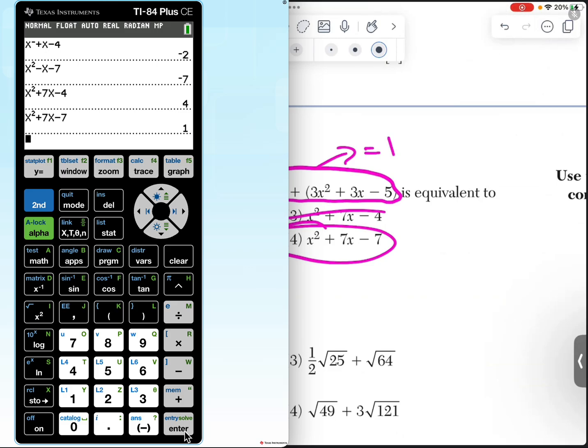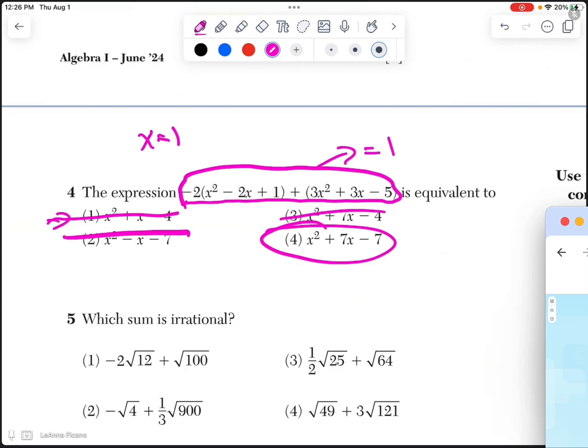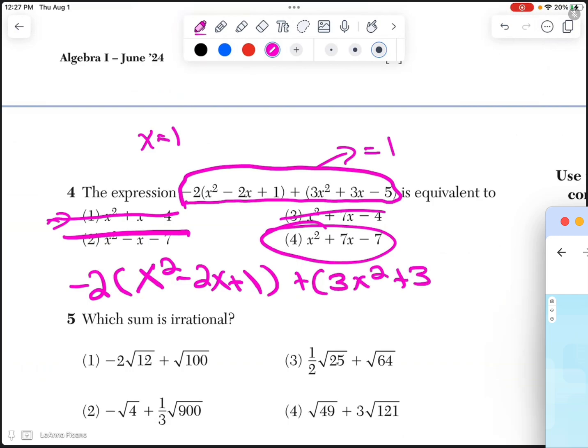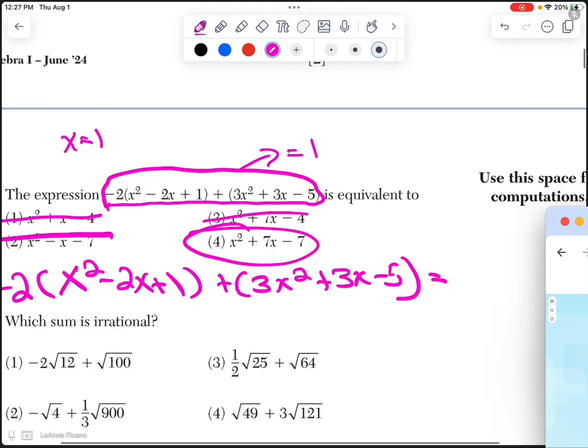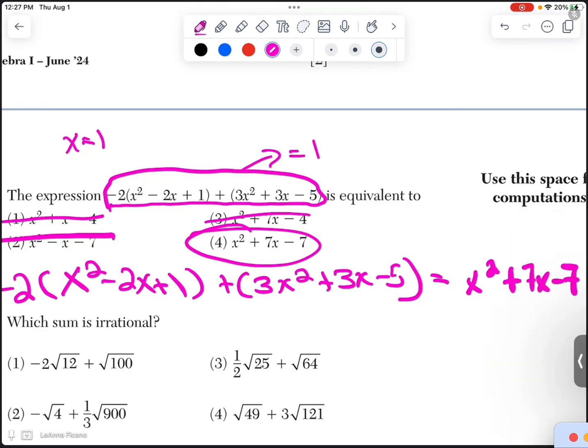We get 1. So we can say that this expression, -2 parentheses x squared minus 2x plus 1 parentheses, plus 3x squared plus 3x minus 5 equals, oh, I'm running out of space here. Let me see if I can move that over. Equals x squared plus 7x minus 7. Okay, those expressions are equivalent. All right, let's take a look at another one.